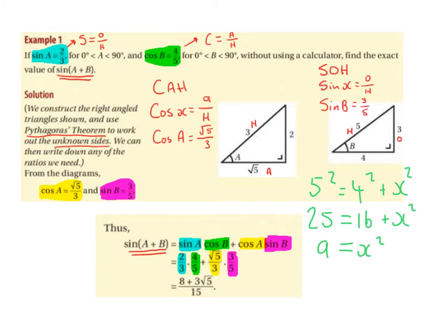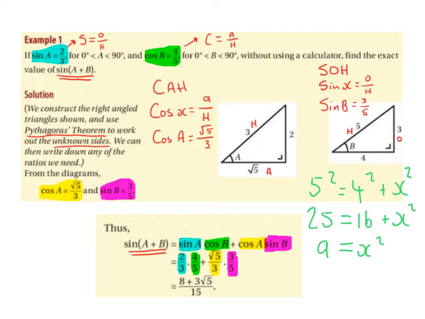So we're going to use our compound angle formula. Sine of A plus B is equal to sine of A times cos of B plus cos of A times sine of B. So sine of A, we swap for 2 over 3, multiplied by cos of B, which is 4 over 5. Bring down the plus, cos of A, which is root 5 over 3, multiplied by sine of B, which is 3 over 5. And inputting those into the calculator, we end up with 8 plus 3 root 5 over 15.